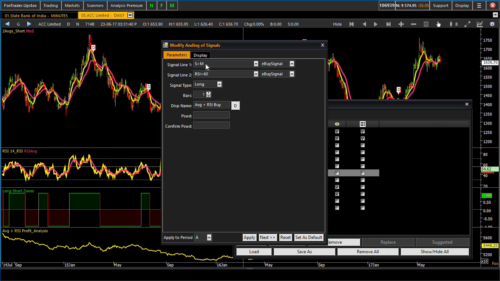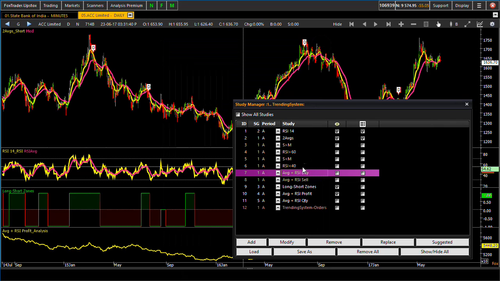So here I have combined short should be above medium and RSI should be above 60. At that time I will go long. So the display name that I've given is average plus RSI buy, right? Vice versa, I have done for the sell condition, that when average short is below medium average and RSI is below 40, that time I will go sell.